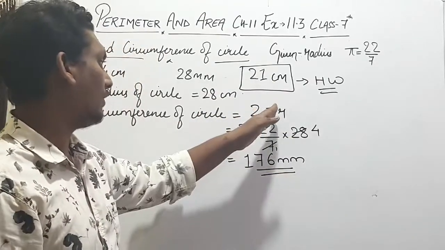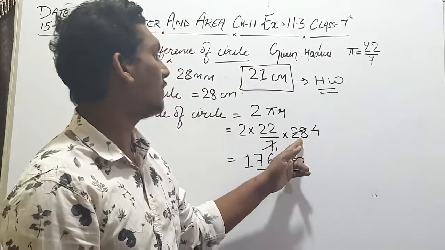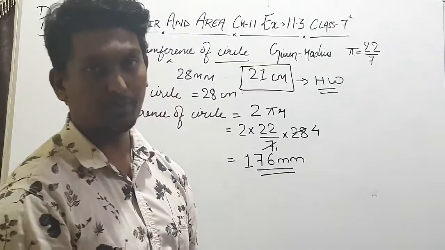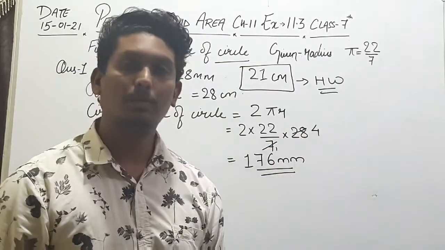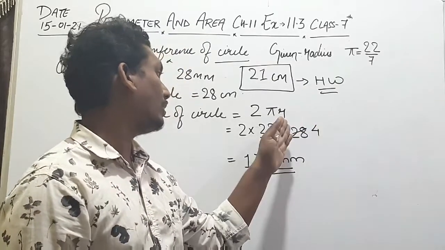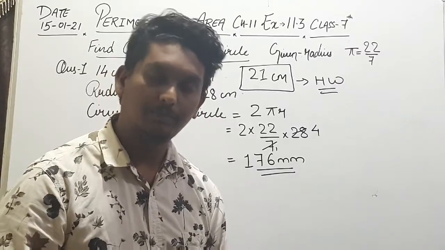This is the formula you have to use. So 2 into 22/7, the value is given. Just in the place of 28, you have to write 21 there. Cut this 7 and 21, you will get 3 here. So 3 into 22 into 2, that's the final answer. Hope it is clear to you. Just go through it.